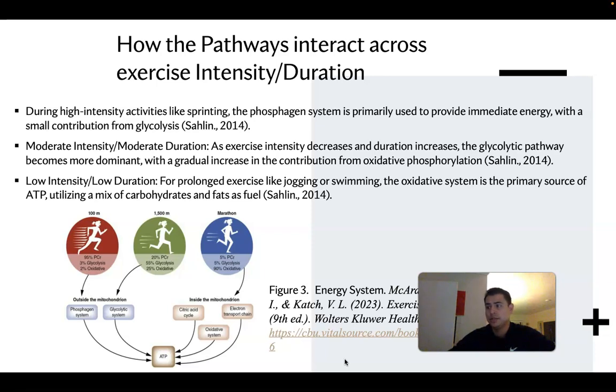As you can see, more ATP is being generated along with the phosphagen system, which is primarily used to provide immediate energy. With more ATP being produced and the phosphagen system being used, people are more effectively able to do these high intensity activities like sprinting, cutting, running, lifting heavier weights, or doing more HIIT workouts more efficiently. Next is moderate intensity and moderate duration.